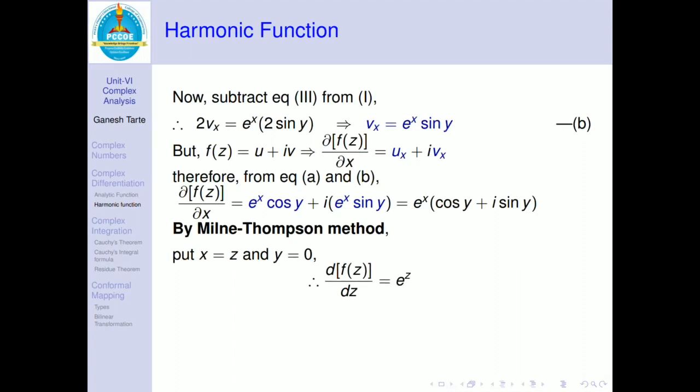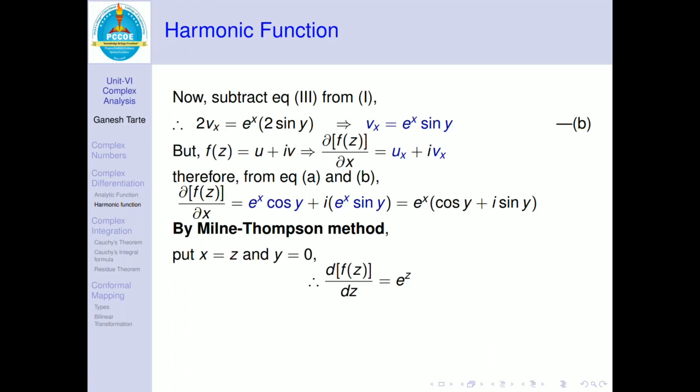derivative of f of z with respect to z is equal to just e raised to z, because if you replace x by z, we get e raised to z into cos 0, cos 0 is 1, and plus i times e raised to z into sin 0 is 0, and therefore derivative of f of z with respect to z is equal to e raised to z.